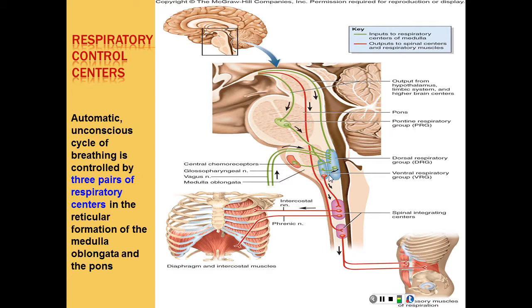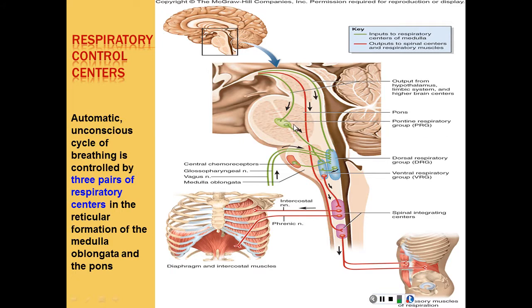Okay, then we have our PRG. This is our pontine, I might pronounce it wrong, pontine respiratory group. It's formerly called the pneumotaxic center, and this is what modifies our VRG. It modifies the rhythm of the VRG.